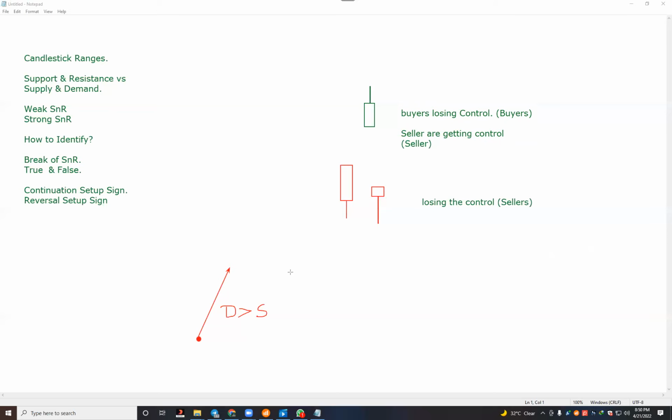Now the price is moving down. Can I say again that demand is greater than supply, or now that supply is greater than demand? Which is correct? So if demand is greater than supply, price is moving up. And if supply is greater than demand, the price is moving down. Now I'm going to do one exercise.